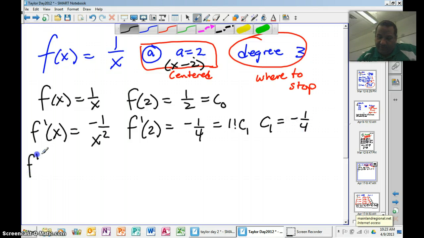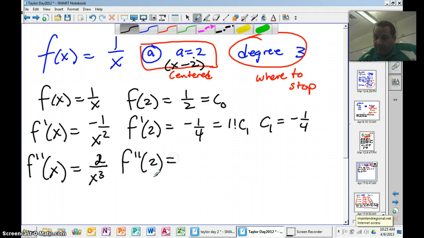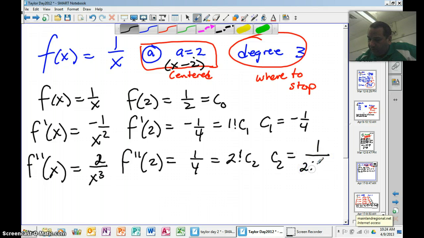Now I take the second derivative, and I get 2 over x cubed. I take the second derivative here, and I put 2 in here, and I get 1/4. And that equals 2 factorial C2. So that's going to be C2 equal to 1 over 2 factorial times 4.